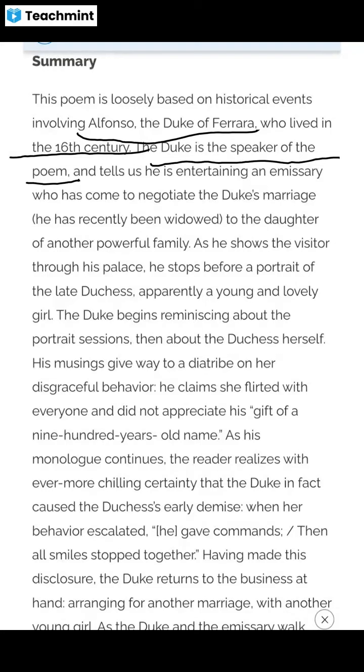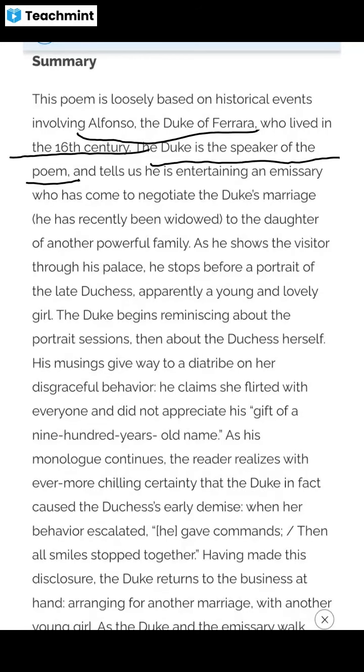It means that the poem is written in dramatic monologue form. And already I told you dramatic monologue is an objective form of poetry. It has one speaker who speaks throughout the poem. So you find Duke is the speaker of the poem and tells us he is entertaining an emissary. Emissary. Who is emissary? A person who has been sent somewhere with a particular objective to negotiate on a particular topic.